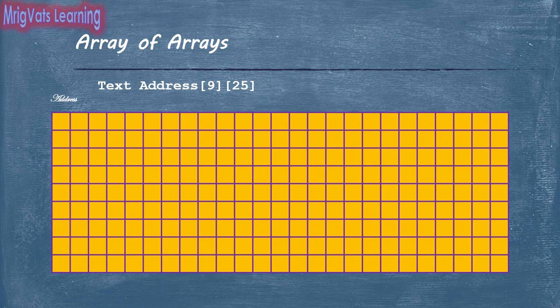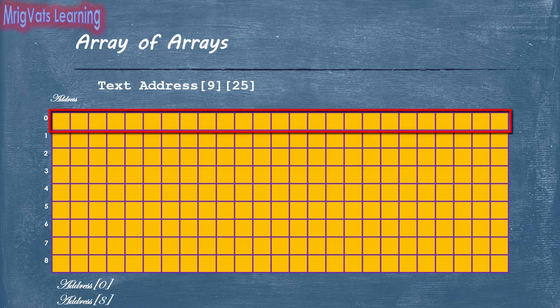This is because a two-dimensional array is made of multiple one-dimensional arrays. For example, in case of a two-dimensional array of text data type, you can access the text string of a row by specifying just the first array index of the respective row, such as address[0] and address[8] for the text string in the first and 9th row of the address array.